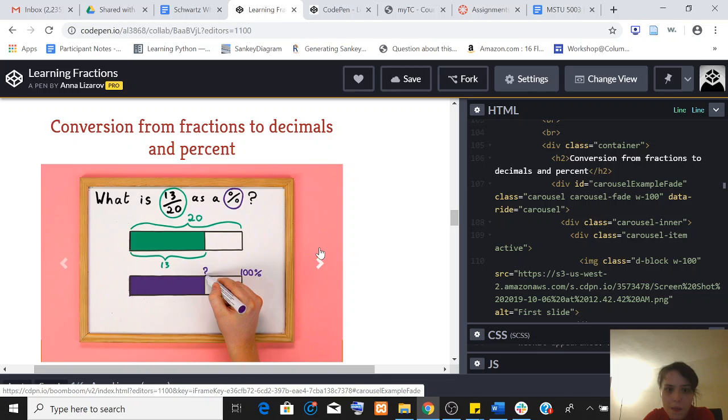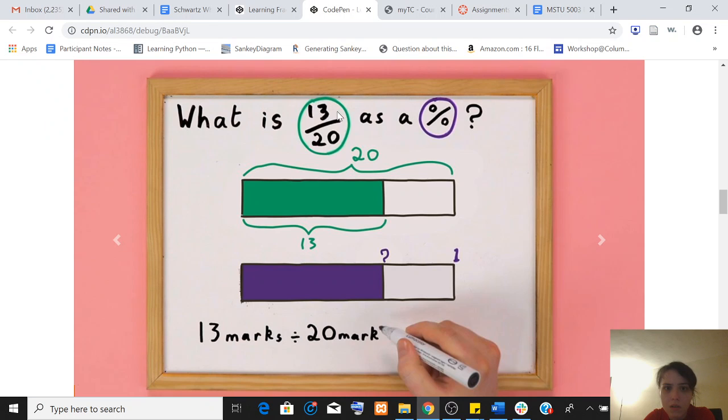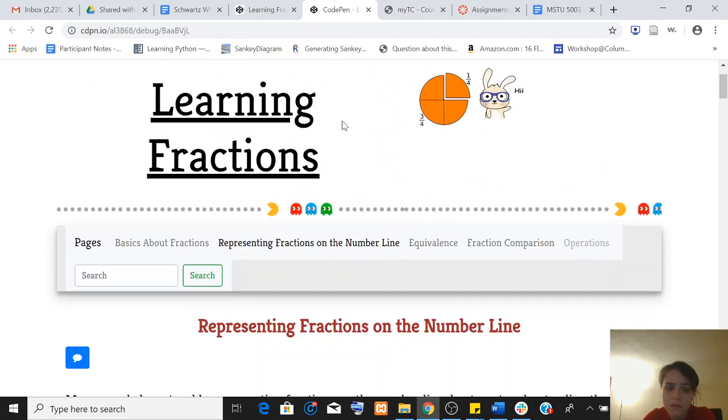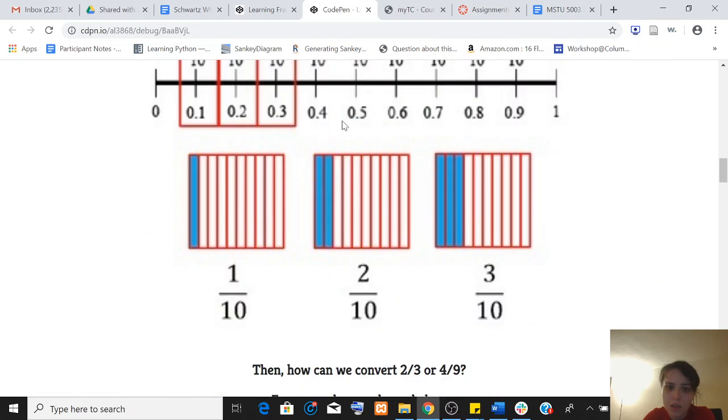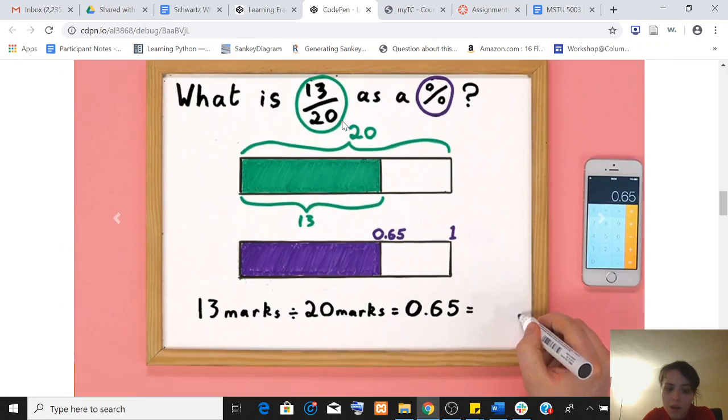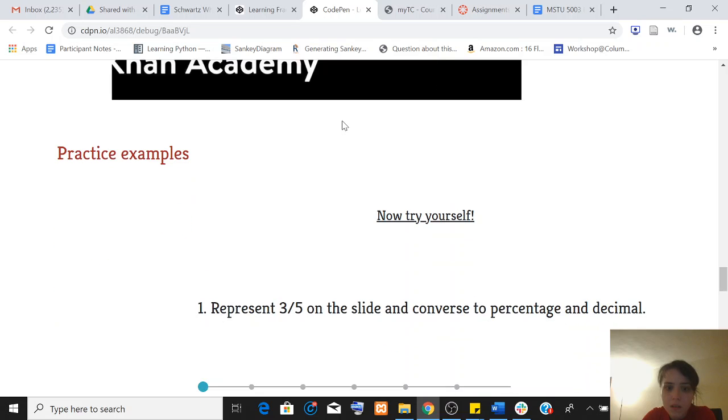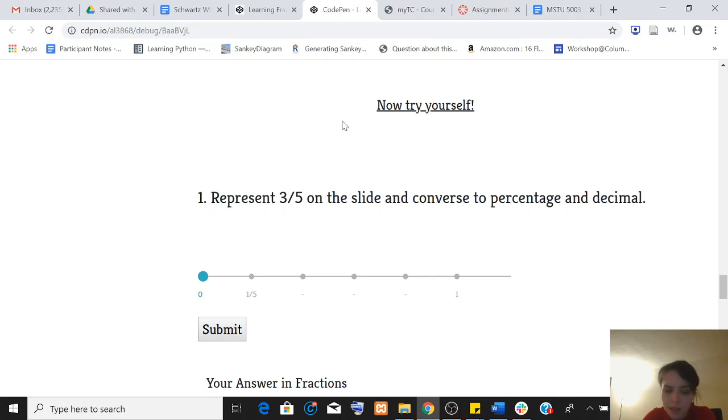Overall, as you can see, pretty much the first half of the page is explicit instruction, followed by practice problems in the second half.